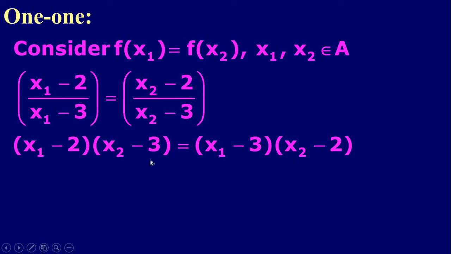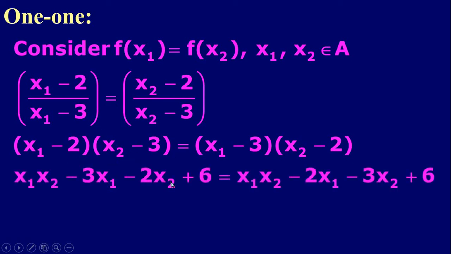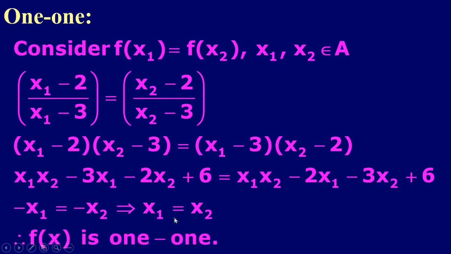When we multiply again, we get x1 x2 minus 3x1 minus 2x2 plus 6 equal to x1 x2 minus 2x1 minus 3x2 plus 6. And here x1 x2 gets cancelled and 6 gets cancelled. So remaining is minus 3x1 minus 2x2 equal to minus 2x1 minus 3x2. We take minus 2x1 to this side and minus 2x2 to this side, and we get minus x1 equal to minus x2, and we can cancel the minus and write x1 equal to x2. Now here f of x1 equal to f of x2 implies x1 equal to x2. Therefore this function is a 1-1 function.